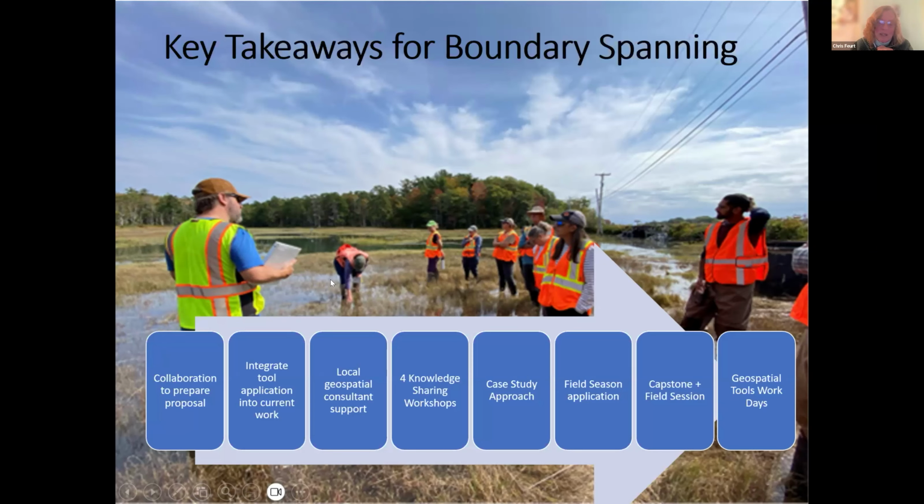So number one is collaboration to prepare the proposal. Like I said, over a 4-month period with so many emails and a couple of meetings, I confirmed with my colleagues in Maine that this USGS tool, they wanted it. And they wanted to do this project, and they wanted to schedule 4 workshops over a year and apply it to this work.